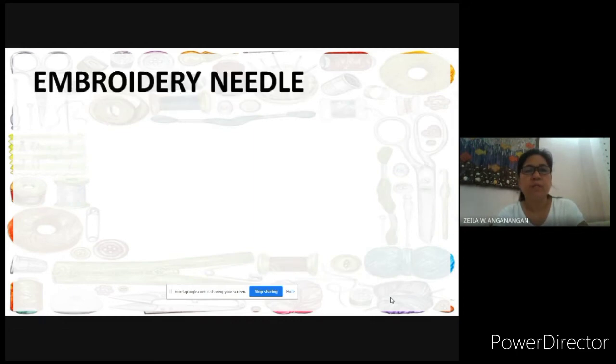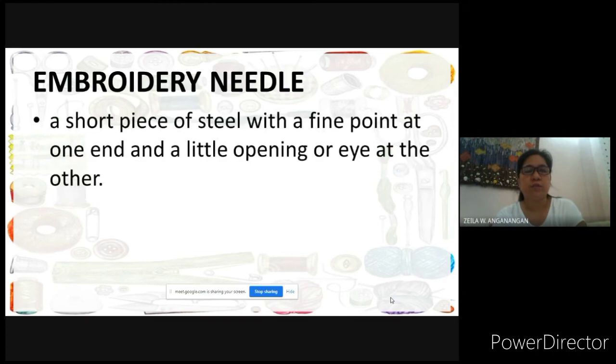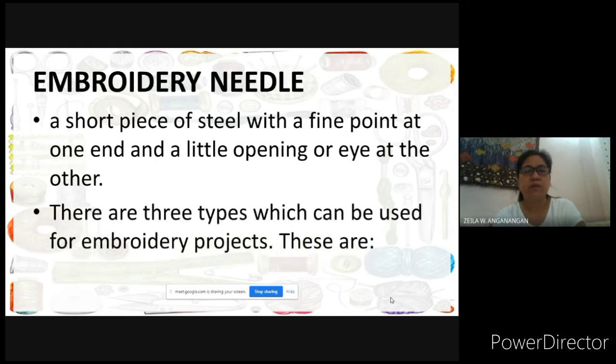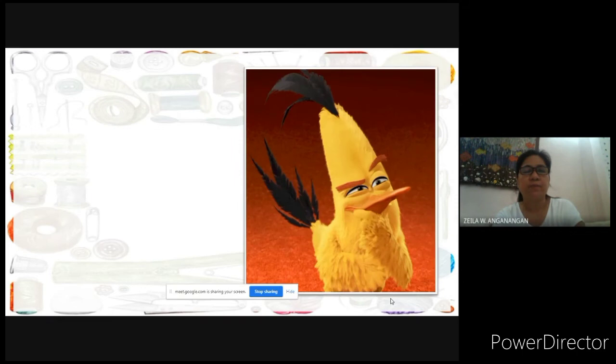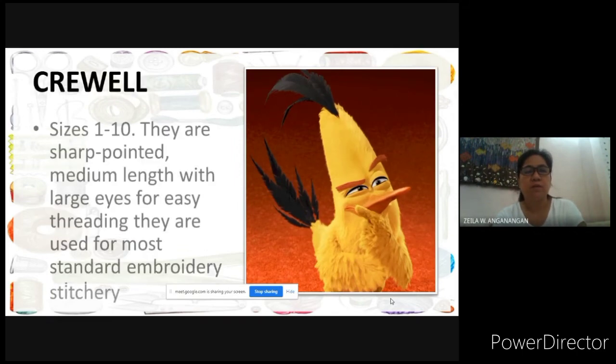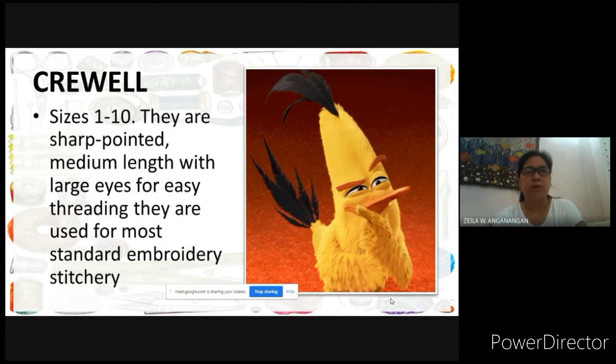The embroidery needle. It is a short piece of steel with a fine point at one end and a little opening or eye at the other. There are three types which can be used for embroidery projects. Number 1, the crewel. It has sizes from 1 to 10. They are sharp pointed, medium length, with large eyes for easy threading. They are used for most standard embroidery stitchery.